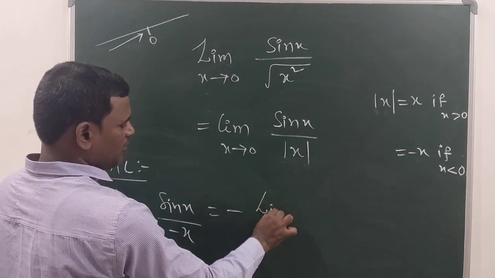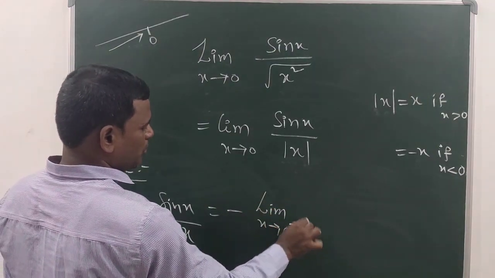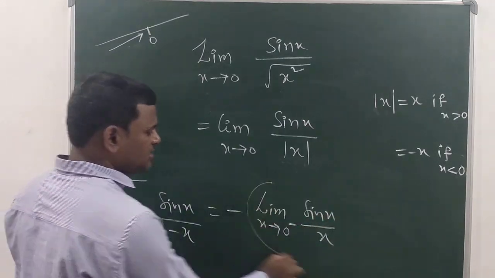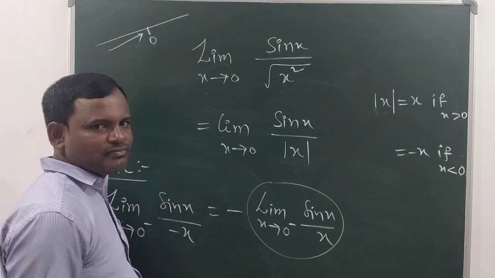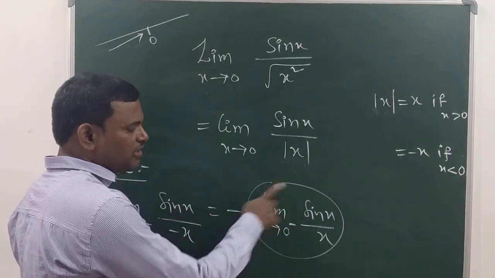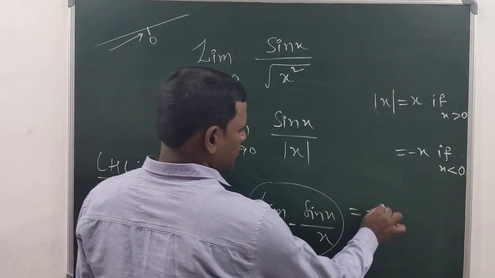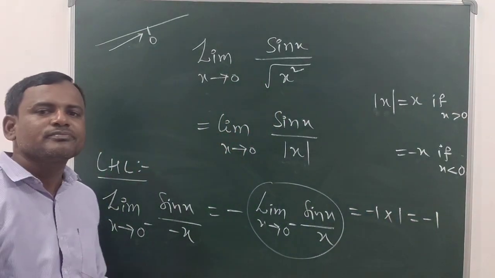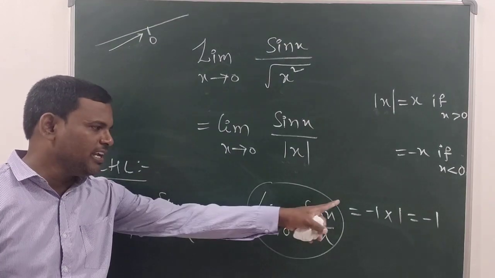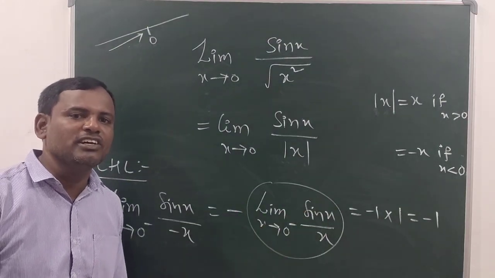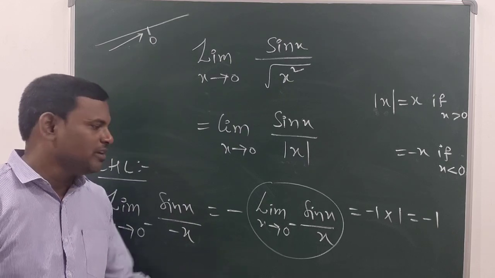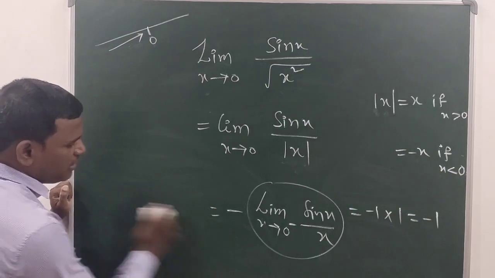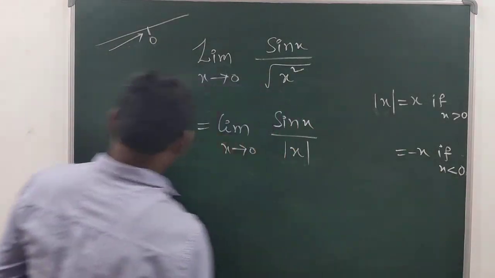Minus limit x approaches to 0 minus, sin x by x. Now just now we read that it attains 1. Am I right, students? This value is going to be 1. Now write minus 1 into 1, which is equal to minus 1. Now the left hand limit is minus 1. You got a real number, minus 1. You know the limit of a function can be a real number. Okay, fine. Keep it aside. Now go to the right hand limit.